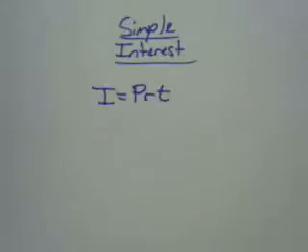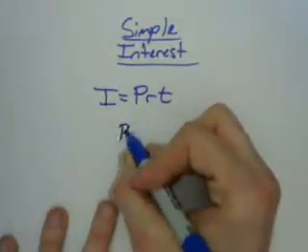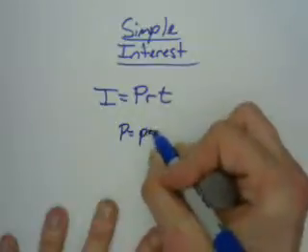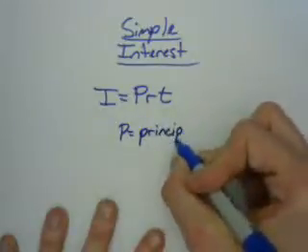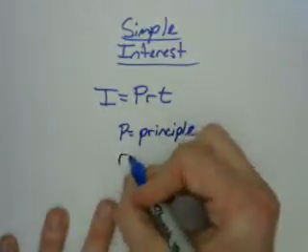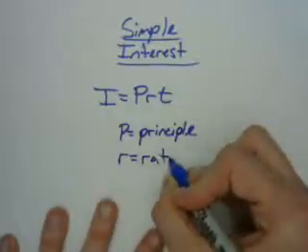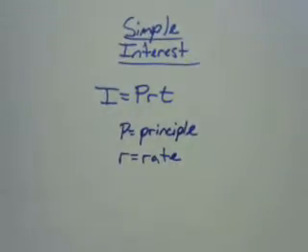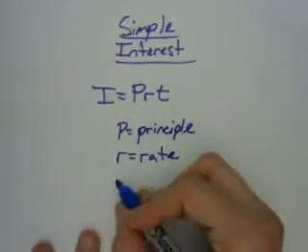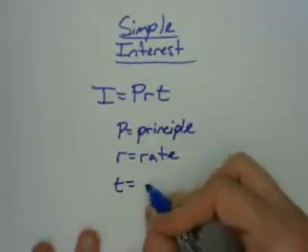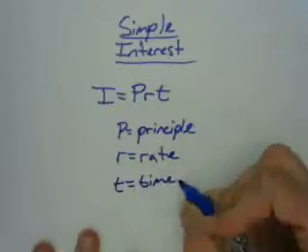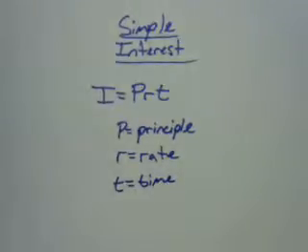But here, with simple interest, P is principal. R is the rate, and we'll want to write this as a decimal, not as a percent. We can't actually use the percent forms here. And T is just time. It depends on how long you have the money. So if we use this as our key, we can really start working these problems immediately.